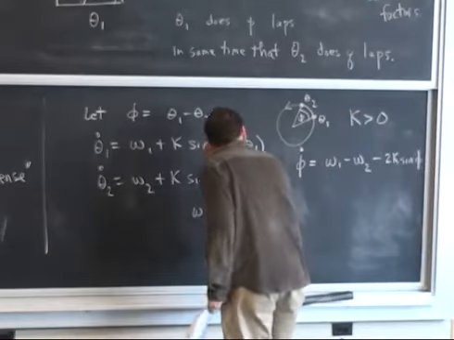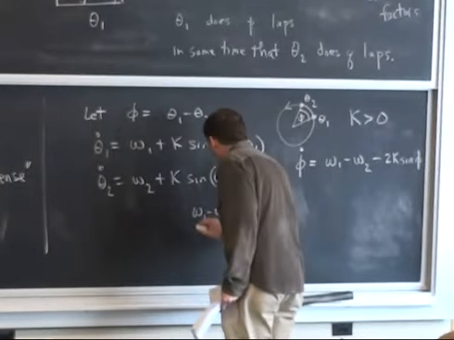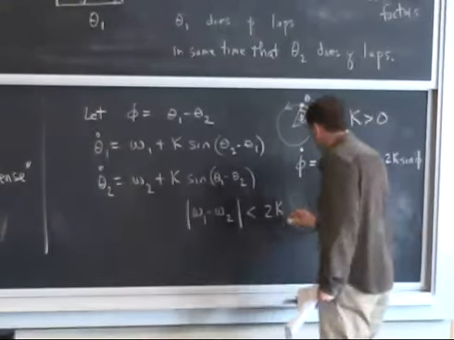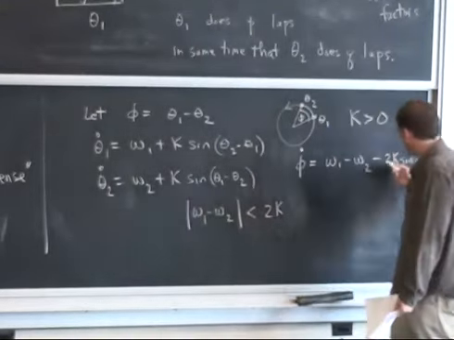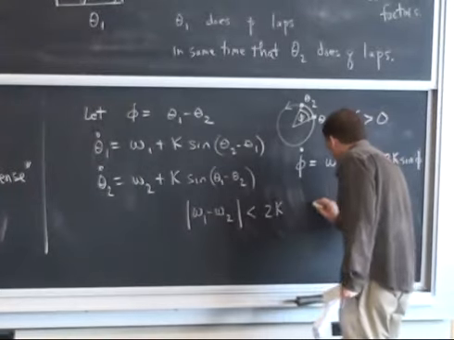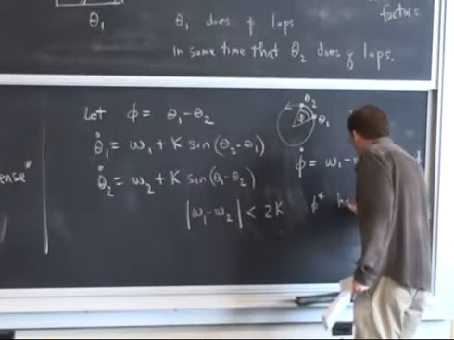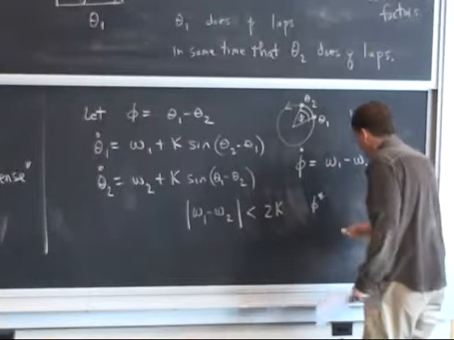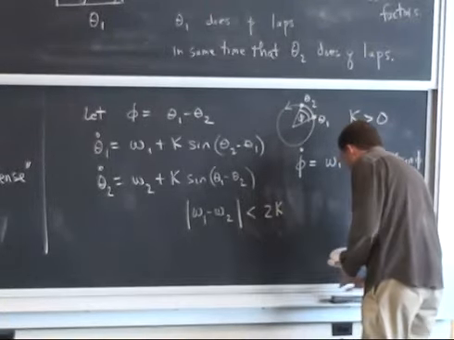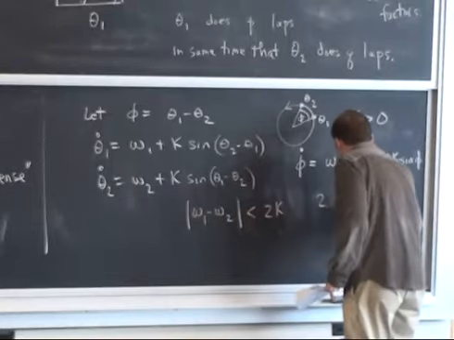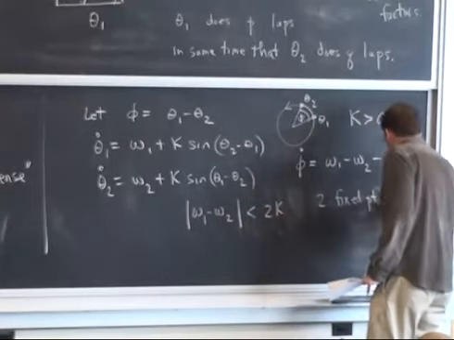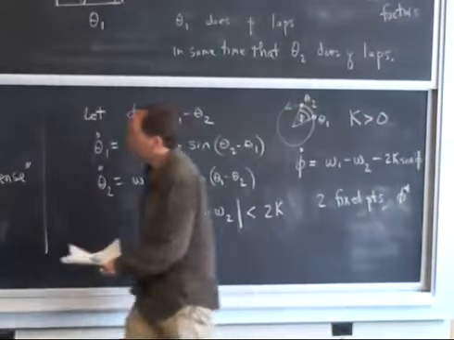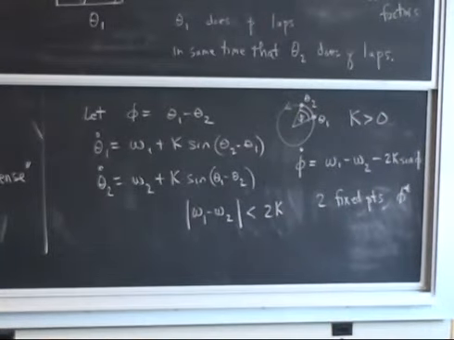And what we can see is that when omega 1 minus omega 2 in magnitude is less than 2k, then phi star will have two fixed points. Sorry, there's two fixed point solutions. Two fixed points for phi star. And so the diagram on the torus would look like this.